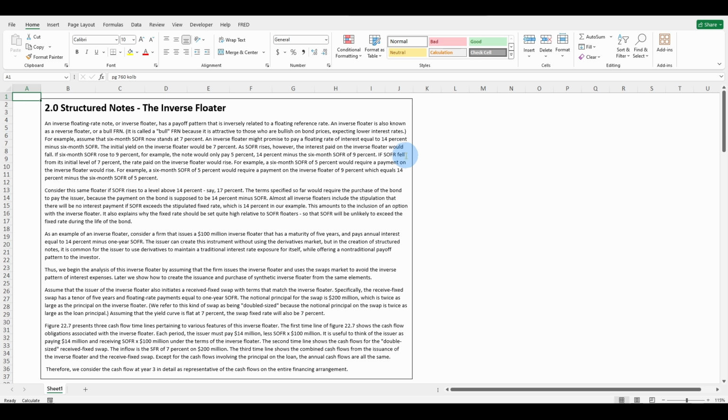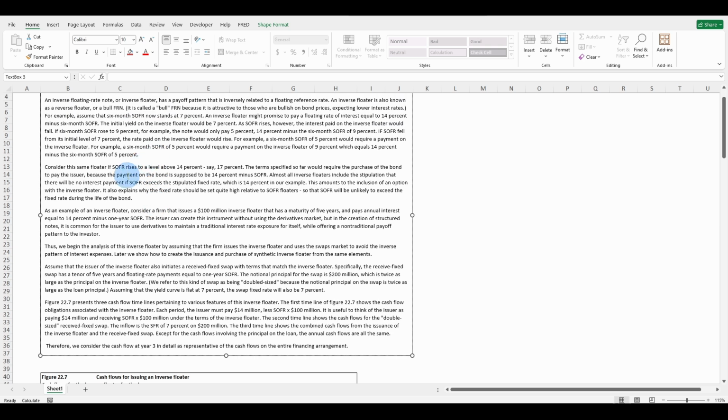of 9%. If SOFR fell from its initial level of 7%, the rate paid on the inverse floater would rise. For example, a 6-month SOFR of 5% would require a payment on the inverse floater of 9%, which equals 14% minus the 6-month SOFR of 5%.